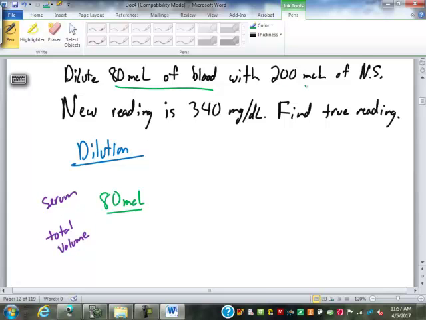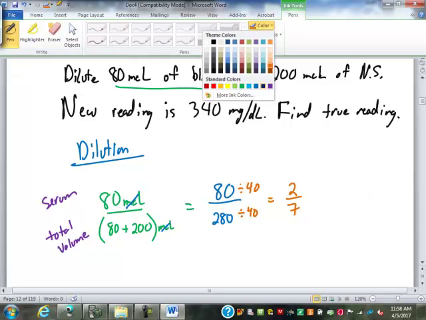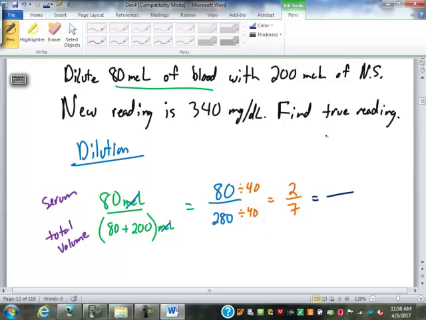It's not going to be just the 200. We're going to find it by doing what? 200 plus the 80, or 80 plus the 200 microliters. So that gives us 80. The microliters are going to cancel out. It gives us 80 over 280. Both of those divide out by 40. Gives us a 2 to 7 dilution. So that's our dilution. And once we have that dilution, we can now adjust the meter reading.